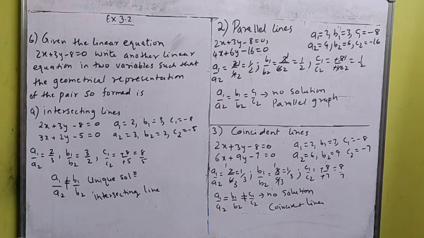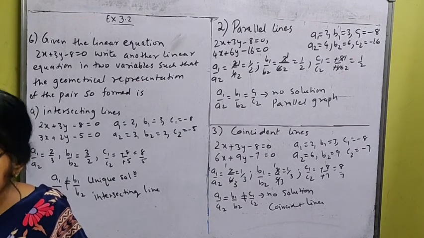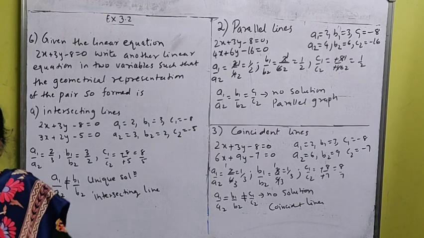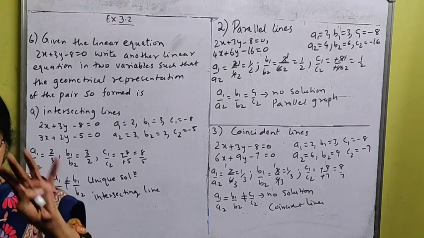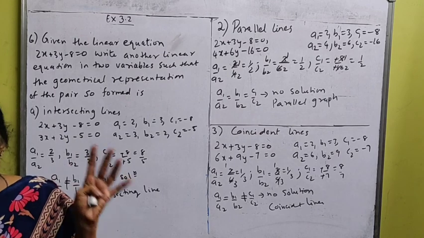Okay. And now one more sum is there. The last sum is there. That also I have given you as homework. That I will send you as a photocopy of it. So this marks the end of the chapter, pair of linear equations in 2 variables.